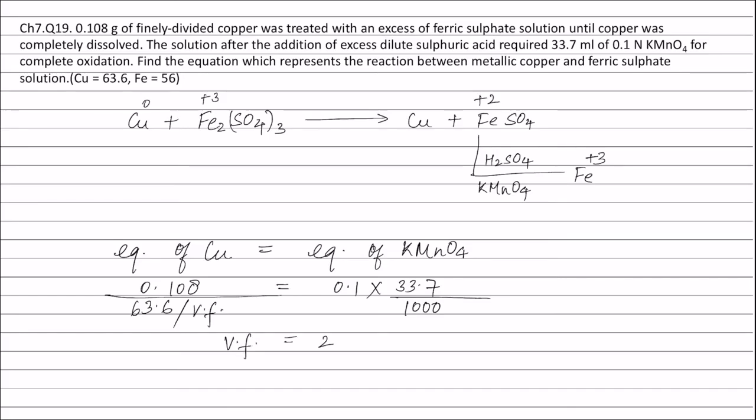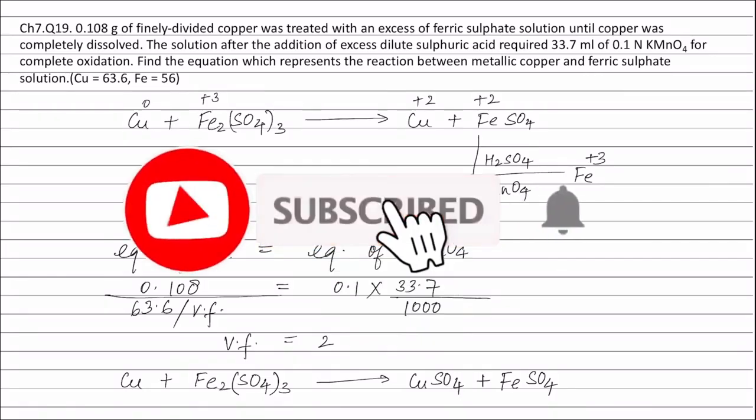Therefore, in the product formed, the oxidation state of copper is +2. Therefore, the reaction can be written as copper plus Fe2(SO4)3 forming CuSO4 plus FeSO4. And to balance the equation, copper plus Fe2(SO4)3 forming CuSO4 plus 2FeSO4.